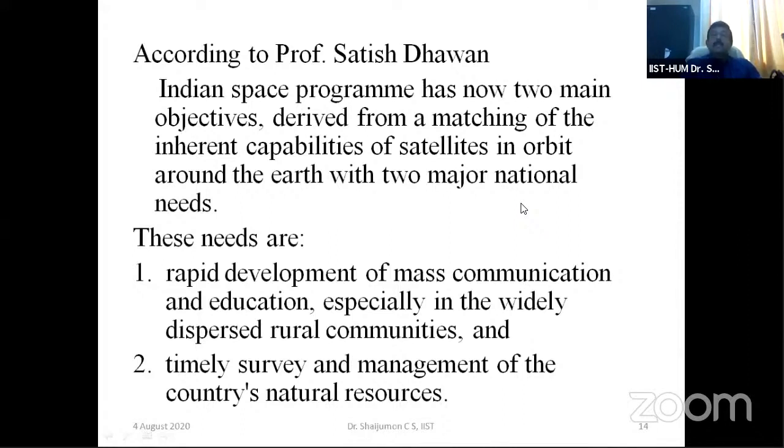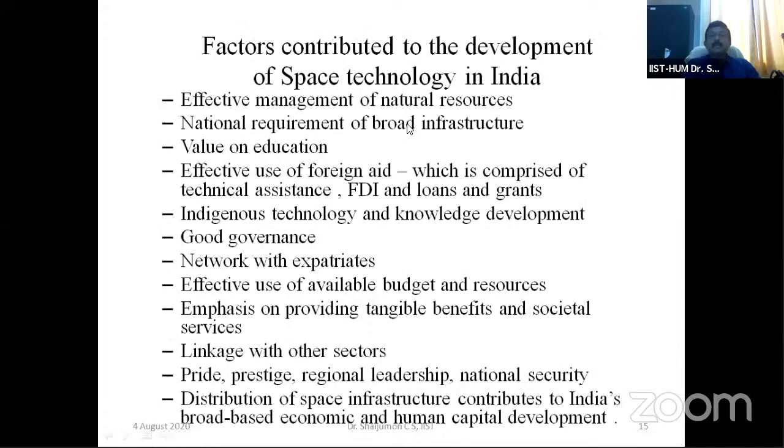You would have noticed that India is the only country in the world which has all kinds of terrains, right from glaciers to deserts to deciduous forests, thick forests, midlands and highlands, everything we have. For proper governance of all these areas, you have to have command of space technology. Otherwise, you cannot introduce policies for the economic development of the country. That's why this technology is very, very important.